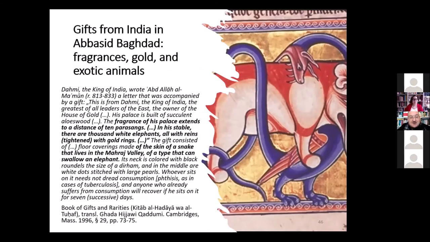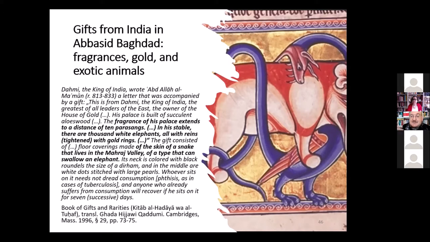animals around in Baghdad. We learned, for instance, that Al-Mamun, the son of Harun al-Rashid, received a letter from the king of India, and India is always connected in this text with fragrances, with gold, and with exotic animals, that the king of India has in his stable 1,000 white elephants, and he sent floor coverings made of the skin of a snake that lives in the Marach Valley, of a type that can swallow an elephant. That's also a prominent motif. We also find it in the Physiologus.